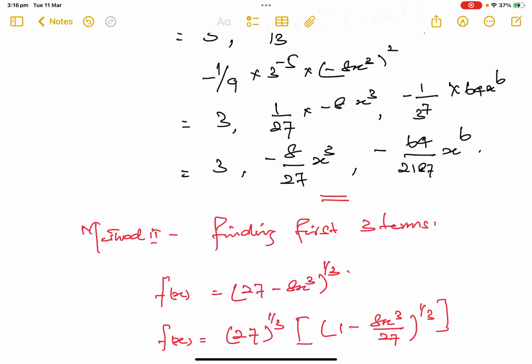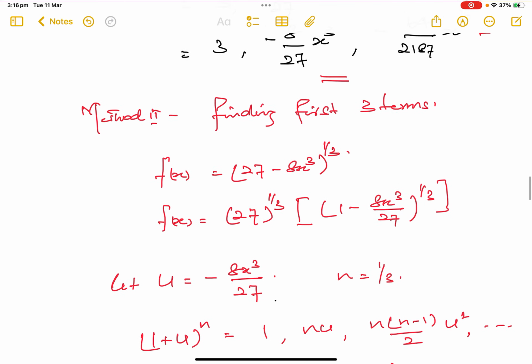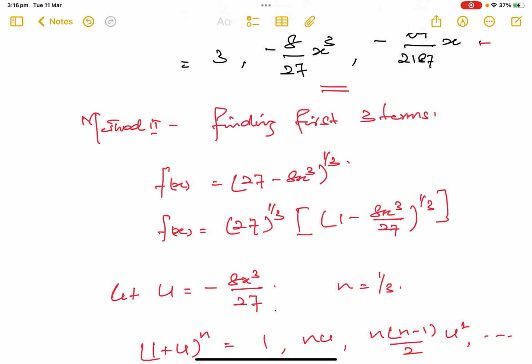So the first term is 3, the second term is minus 8 over 27 x³, and the third term is minus 64 over 3 to the power of 7, which is 2187, use a calculator if you want, times x to the power of 6. So all 3 terms are done. Again, I just wanted to use another method, a quicker way to do it, because you probably save time.